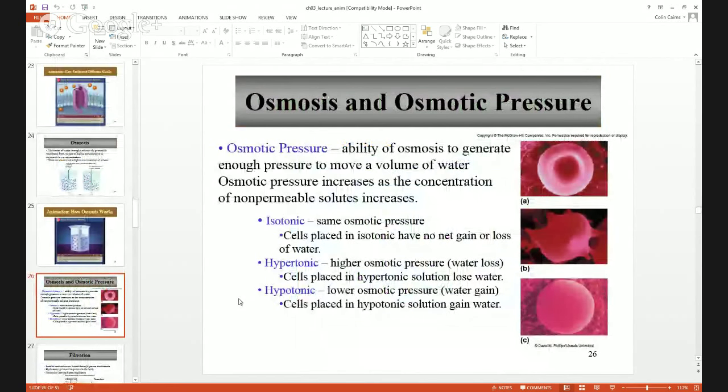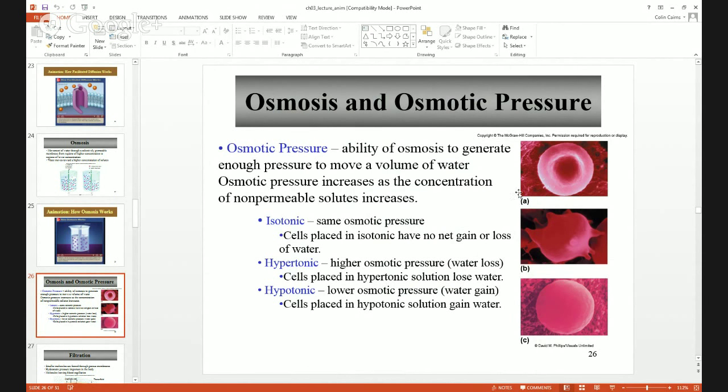Now let's talk about osmotic pressure. That is the ability of osmosis to generate enough pressure to move a volume of water. And osmotic pressure increases as the concentration of non-permeable solutes increases. So if you have a much higher concentration on one side of a barrier or membrane as opposed to a lower concentration on the other side, you'll have some pretty big osmotic pressure differences, and that will allow the movement.